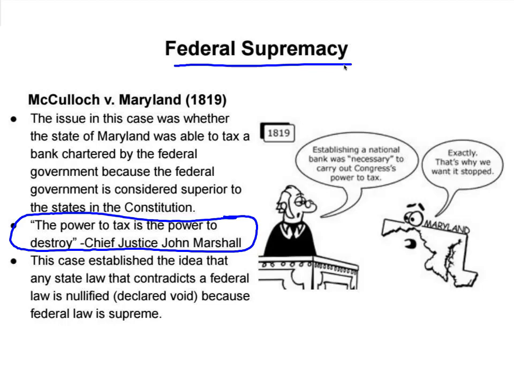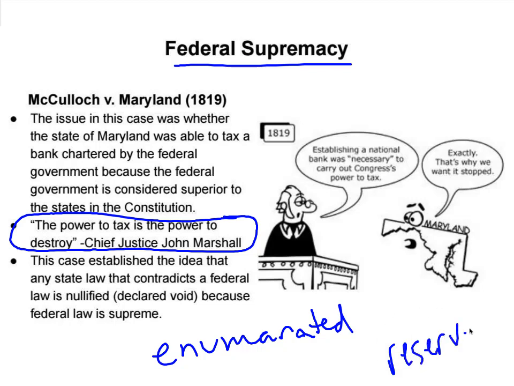So this case establishes the idea that any state law that contradicts a federal law is nullified or declared void because federal law is supreme. Now, this would only be the case when dealing with enumerated powers in the Constitution, and the reserved powers of the states would still be applicable through the 9th and 10th Amendments.